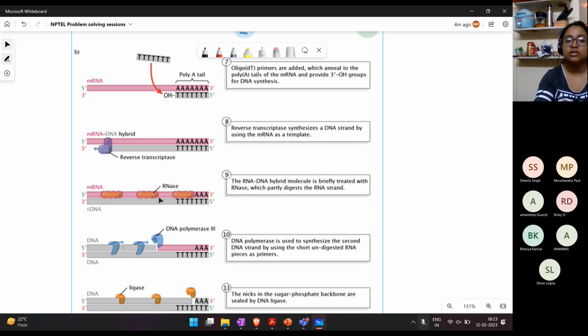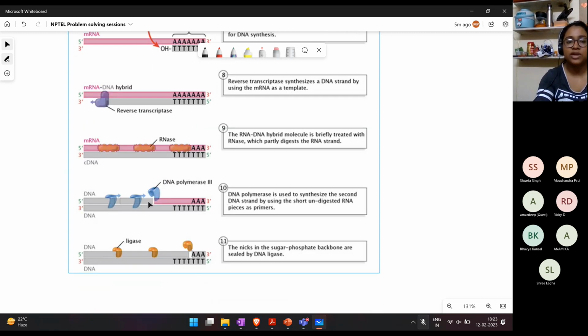So the small undigested mRNA fragments will be used as primers by the enzyme DNA polymerase 3 in order to add nucleotides and create a new DNA strand. It will proceed like this, from 5' to 3'. These are the DNA polymerase enzymes. Later on, these small fragments will be ligated by the DNA ligase. That is the function of the DNA ligase, to join two DNA fragments. So in the end, you will get a double-stranded cDNA fragment for your particular mRNA.